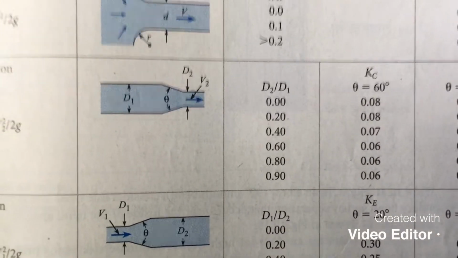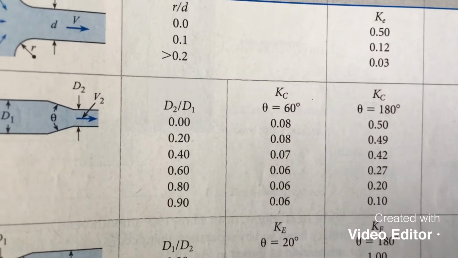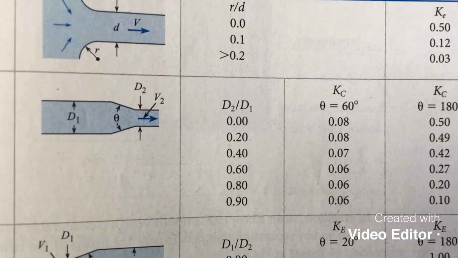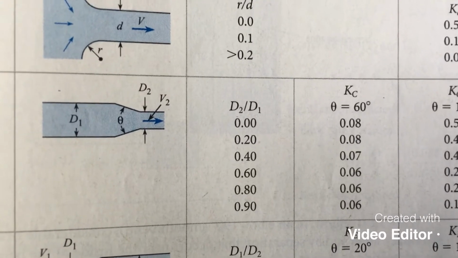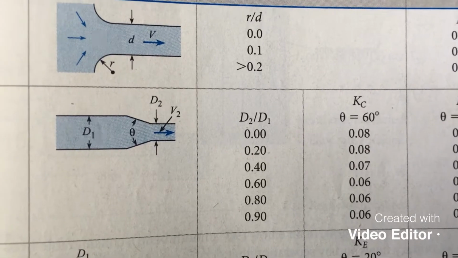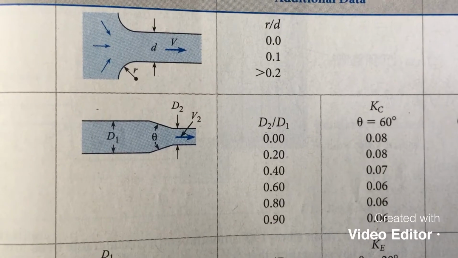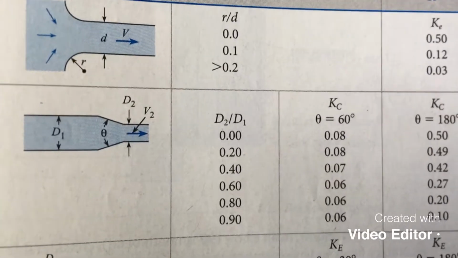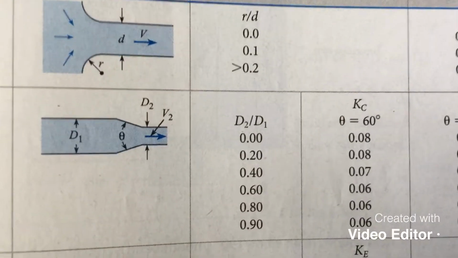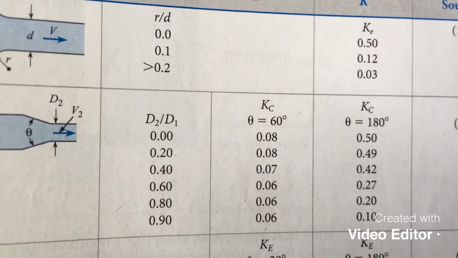Let's see. This is a contraction. If you have a contraction, your K value depends on the diameter ratio between out and in, d2 over d1. d2 is the smaller pipe, right? d1 is the larger one. d2 is after the transition, d1 is before the transition. It depends on the diameter ratio, and also on this theta angle. Look at this, that's the theta transition angle. You will have different K values.